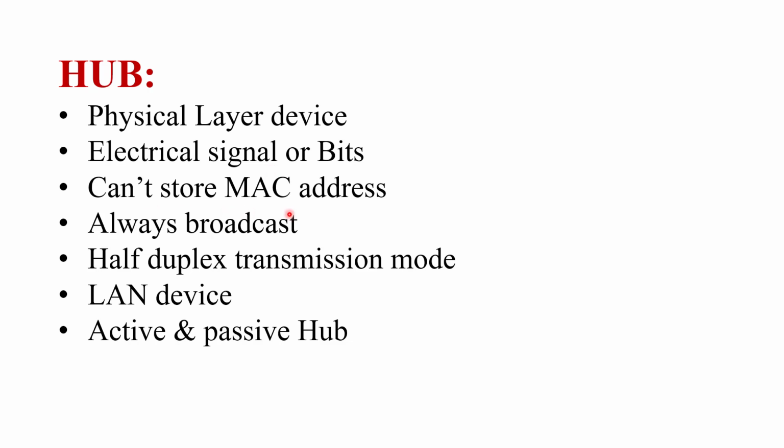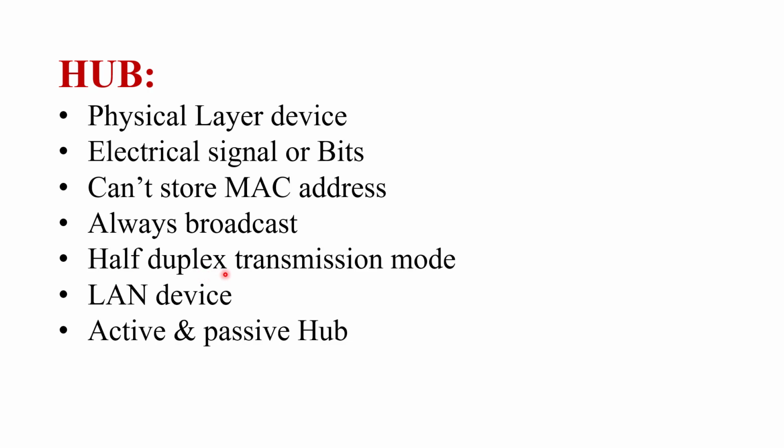It cannot store MAC addresses. Hub cannot store MAC addresses because hub broadcasts the data. When a data frame arrives at the port of the hub, it broadcasts that data to every other device connected within a network without recognizing the source or intended destination address of the data. Next, it always broadcasts the data, as I have already explained.